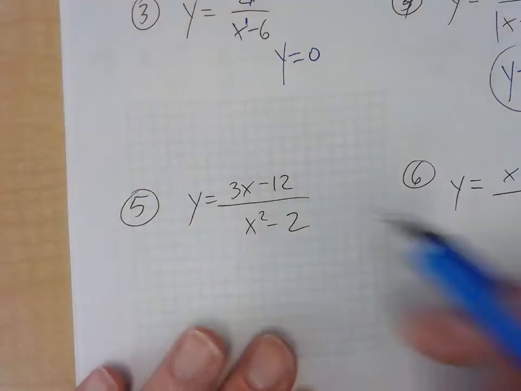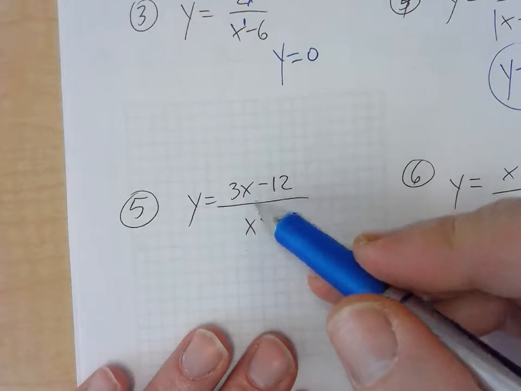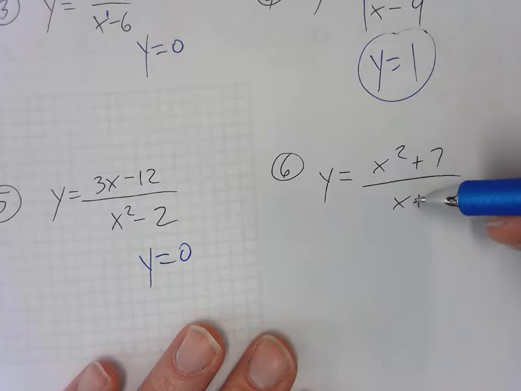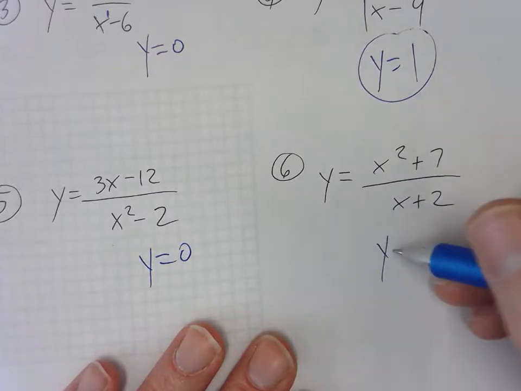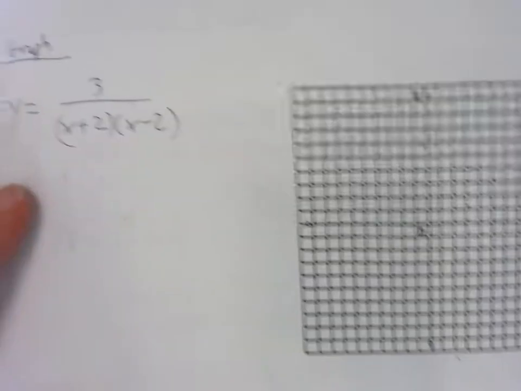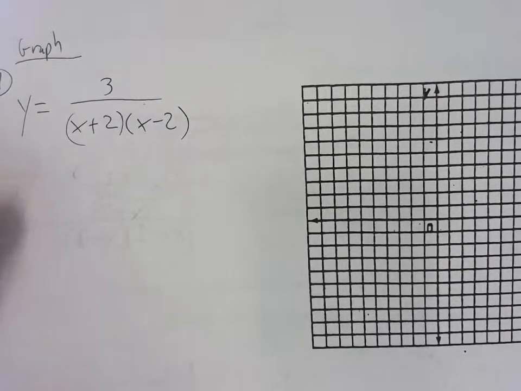And here again, it's smaller over larger, so that'd be y equals 0. And then here it's large over smaller, so it's the opposite. There is none. There's no horizontal asymptote. All right, now we're going to make the graphs. I'm going to make a couple of graphs here and try and put as much detail in it as we can manage here.